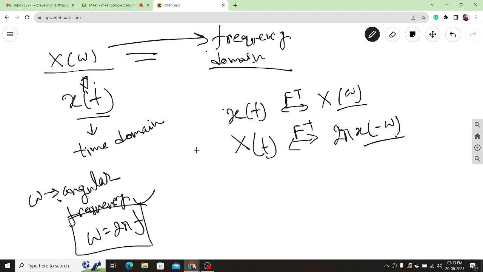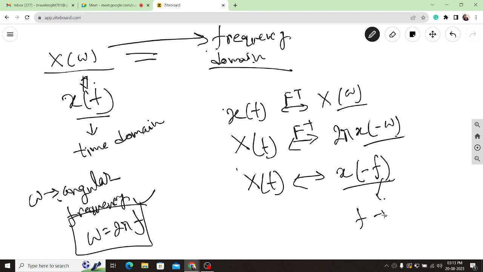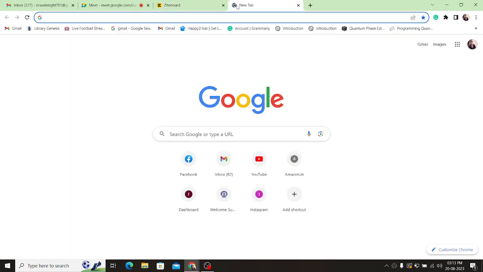This is the fact. Now this also can be represented as follows: x of t has a Fourier transformation X of minus f, if I am taking only frequency in hertz, and this omega is angular frequency, that is the radian sort of thing. So basically, I can prove this also in the following way.